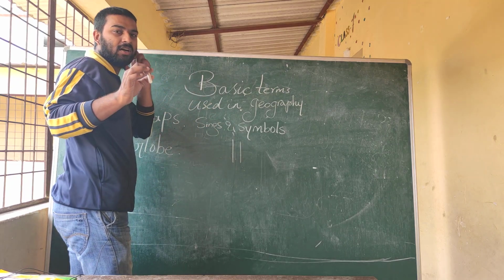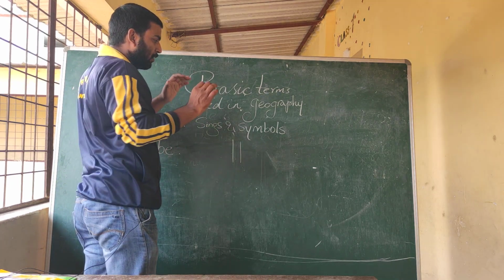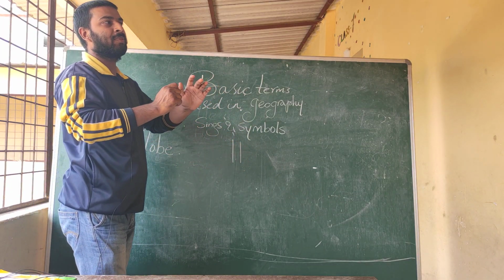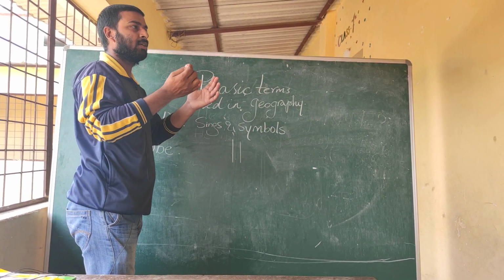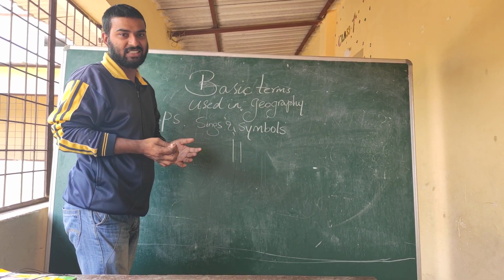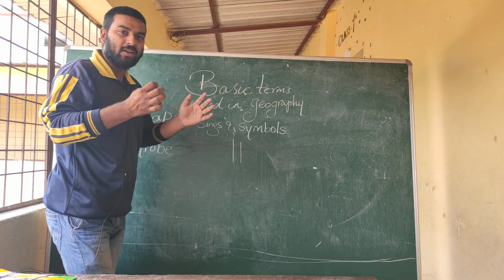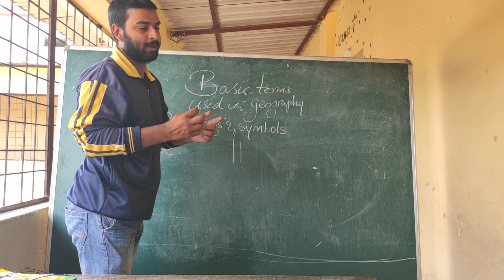Have you seen a physical map? A physical map represents the natural characteristics of the area, like river, mountain, etc. A political map shows the man-made features of the area, or the man-made boundaries of the area.